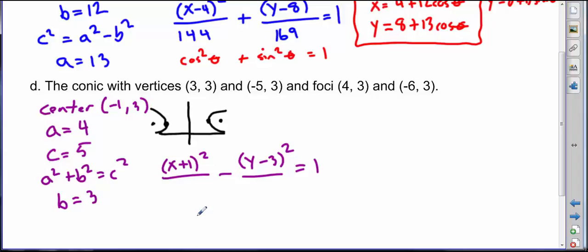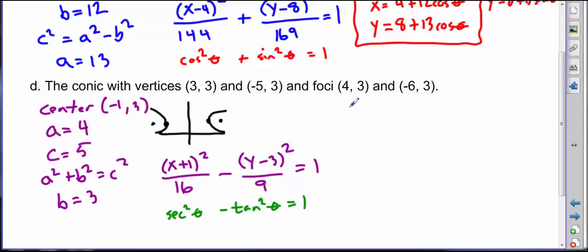And again, we know that the a term is always first with hyperbolas. So this would have to be 4 squared. This would be 3 squared. And as we talked about before, we have this whole relationship of secant squared theta minus tangent squared theta equals 1. This will allow us to do our final step, which is the conversion to the parametric form.